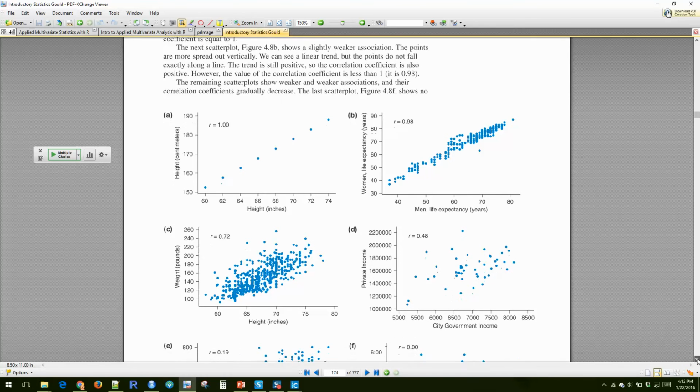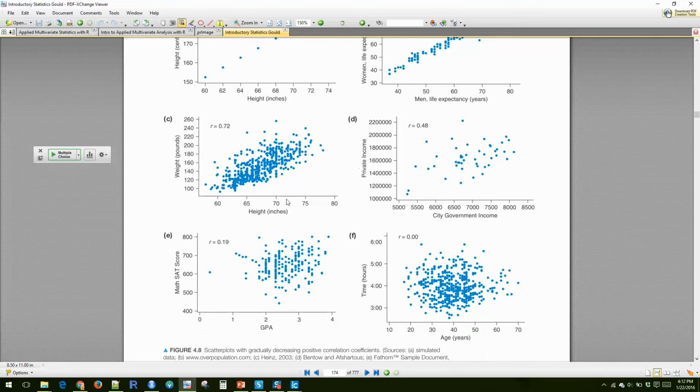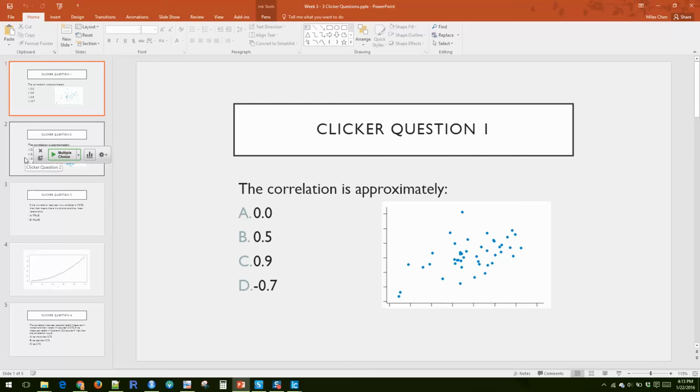And we can see as the scatter increases, it goes down to 0.72 here. This is people's height and their weight. The correlation between that is about 0.72, height measured in inches and weight measured in pounds. This has less scatter. R is 0.19, and here we've got R equal to 0. Actually, that was going to be my next question here.